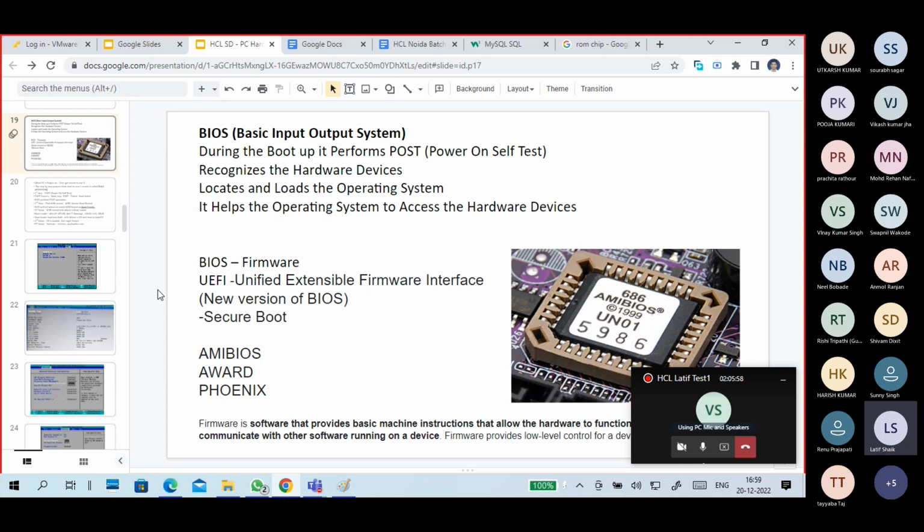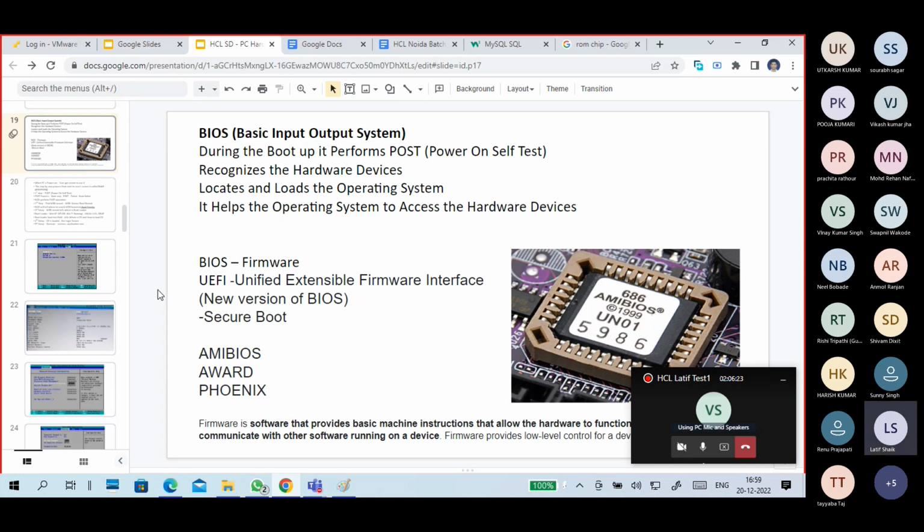It loads and locates the operating system. It will tell where the operating system is, where to search for it, and how to load it. It also tells the operating system what hardware devices are on the system, and how to work with those hardware devices.